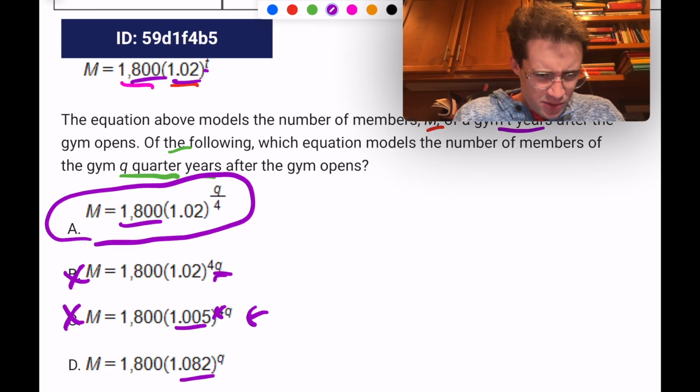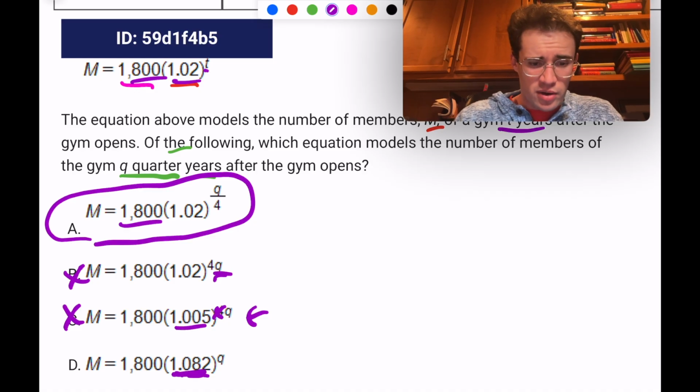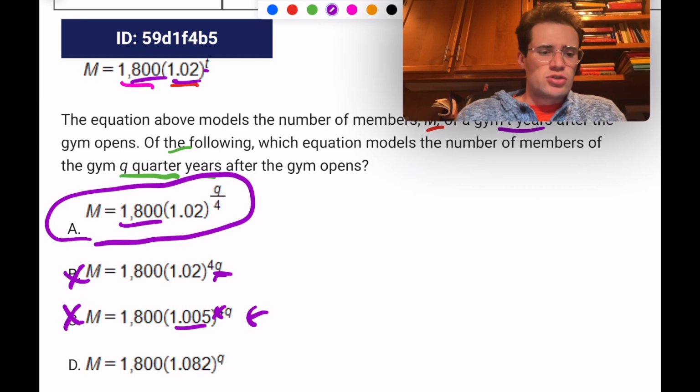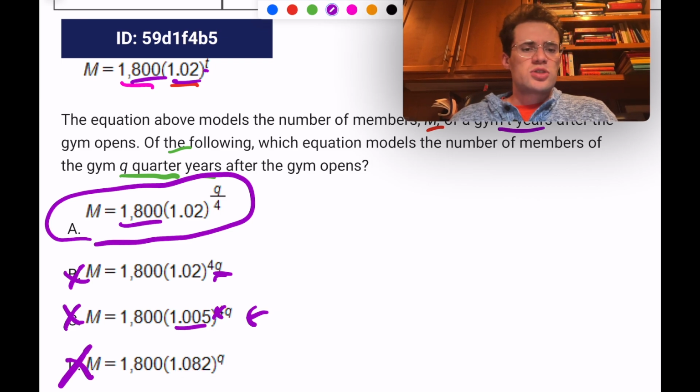And then this one, I don't know what they're doing here. I think they raised it times 1.02 to the 4th power is probably what this is. Does that number look about right? But that's not something that you should be doing, no. All right, so this would be just A.